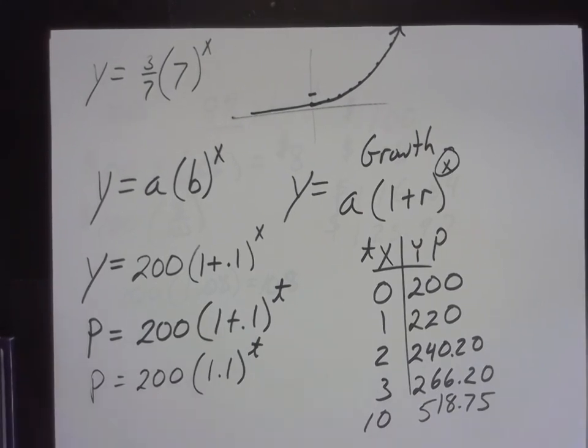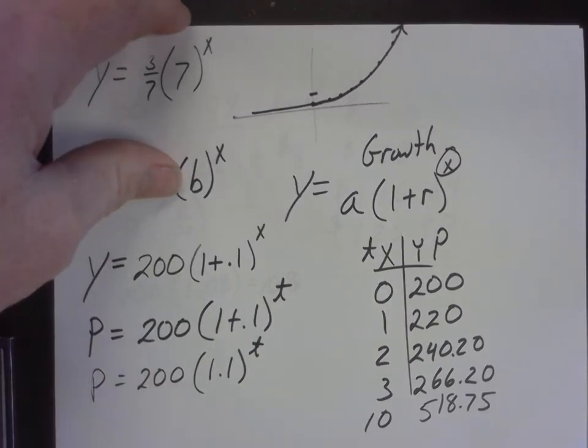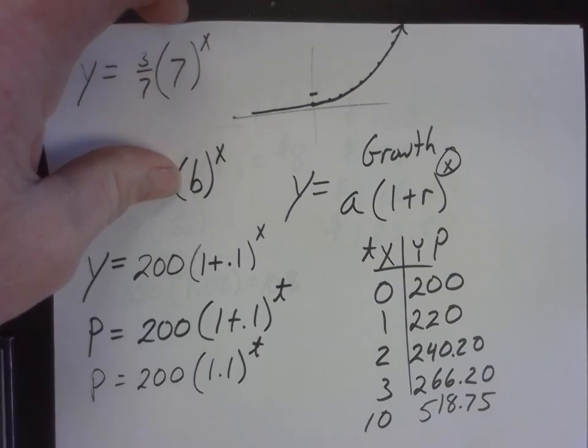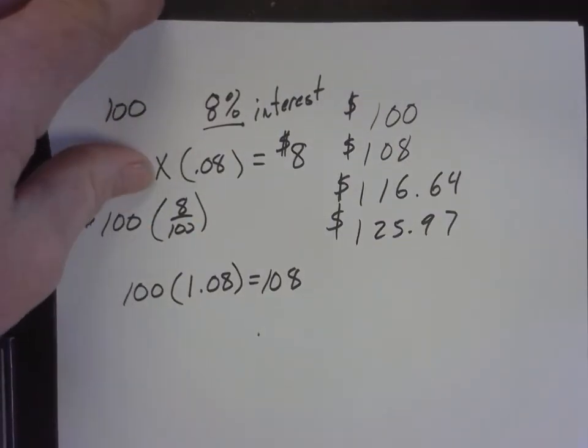Now, this has some limits because how long do people live? Can we just wait for 100 years? No. We can't, can we? We've got to get it over with. Oh yeah, there you go.